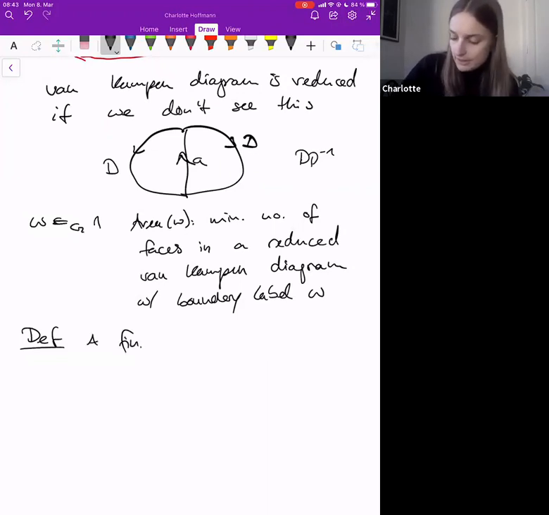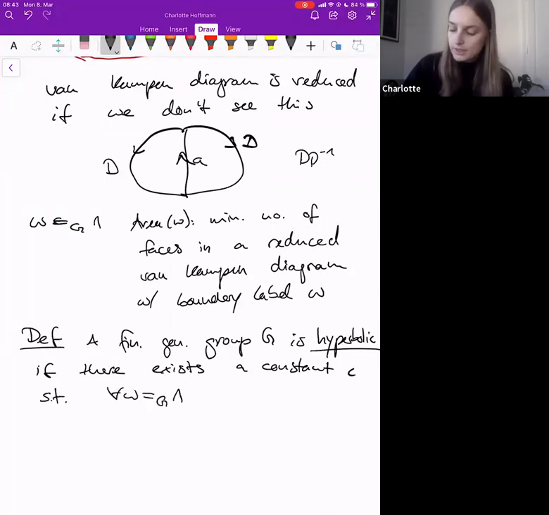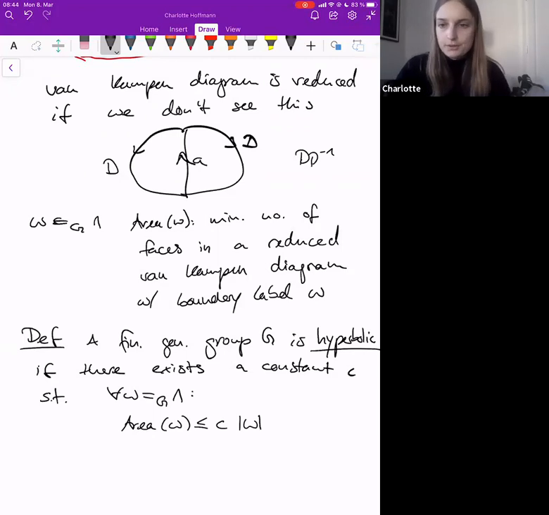So we say that a finitely generated group G is hyperbolic if we can bound the area of every word linearly. So if there exists a constant C such that for all words W equal to 1 in G, we have that the area of W is less or equal C times the length of W. Okay, so the area is bounded above linearly in the length of the word.